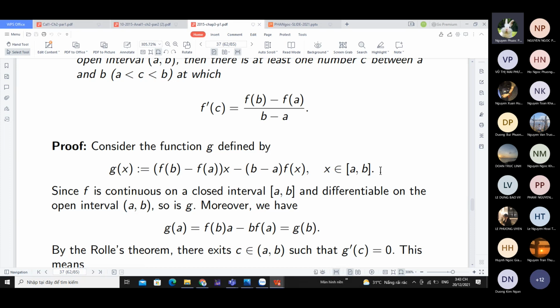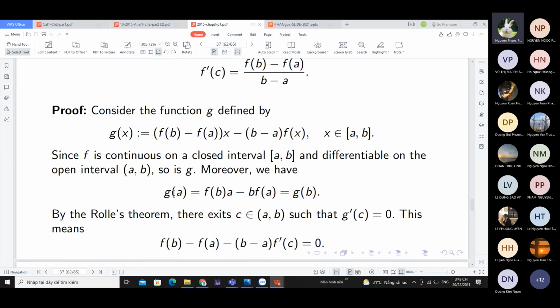Moreover, you can evaluate g(a). You just replace x with a, okay? And it gives you f(b) times a minus (b - a) times f(a). You replace x with b, you have g(b). It gives the same number. You have g(a) equals g(b). Now we can apply the Rolle theorem to the function g. There is a number c so that g'(c) equals 0 by the Rolle theorem.